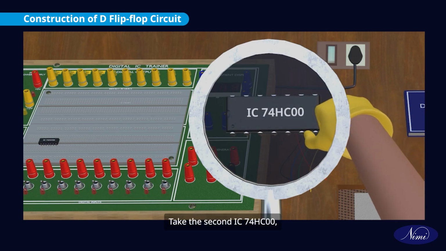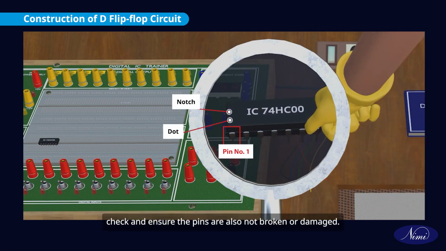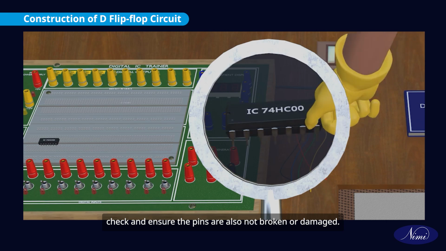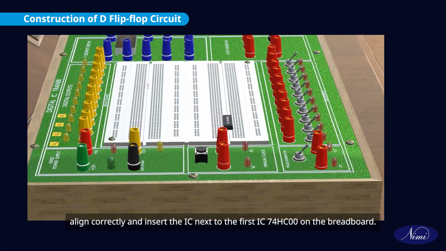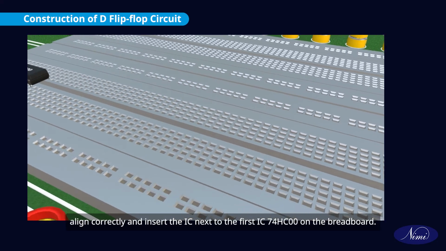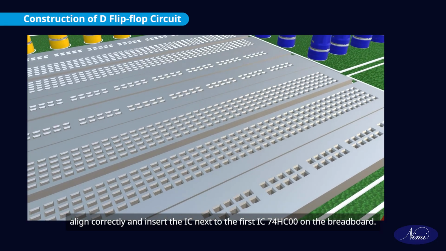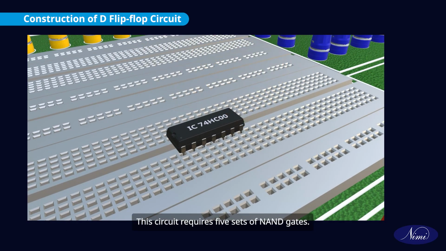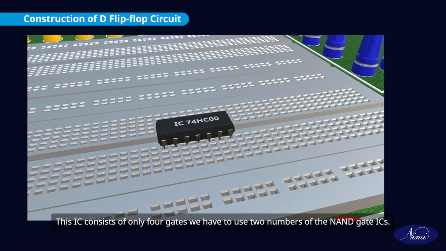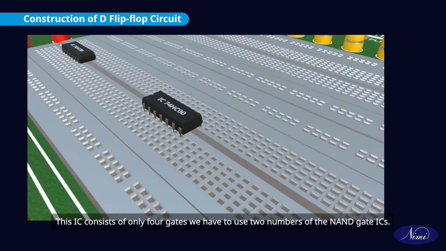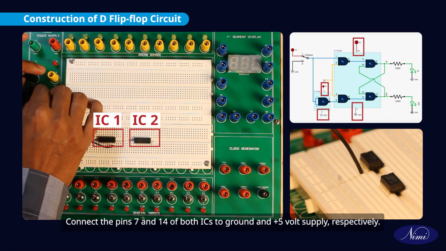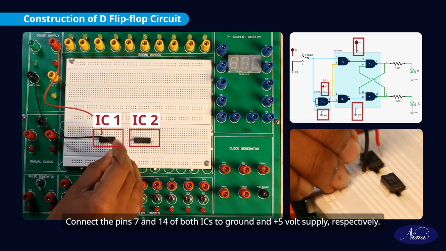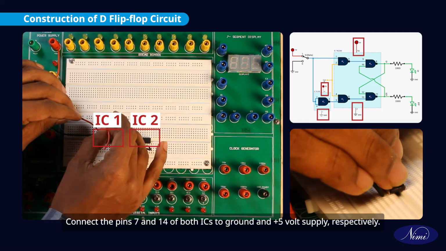Take the second IC74HC00, check and ensure the pins are also not broken or damaged. Identify the pin 1, align correctly and insert the IC next to the first IC74HC00 on the breadboard. This circuit requires 5 sets of NAND gates. This IC comes in a 14-pin dual inline package, DIP, and 4 independent gates. Connect the pins 7 and 14 of both ICs to ground and plus 5 volt supply respectively.